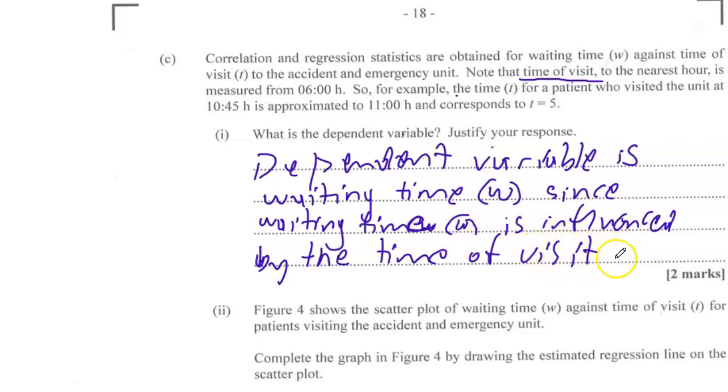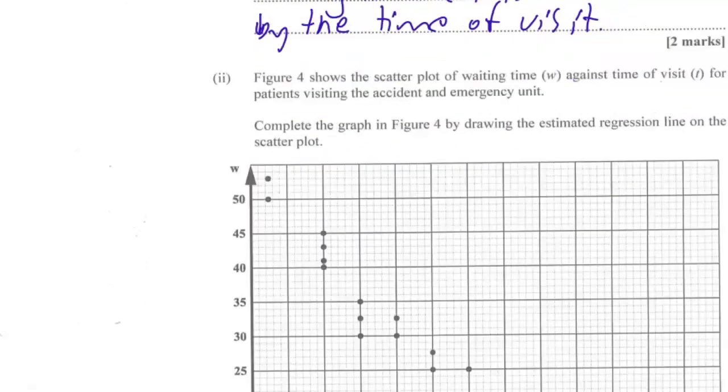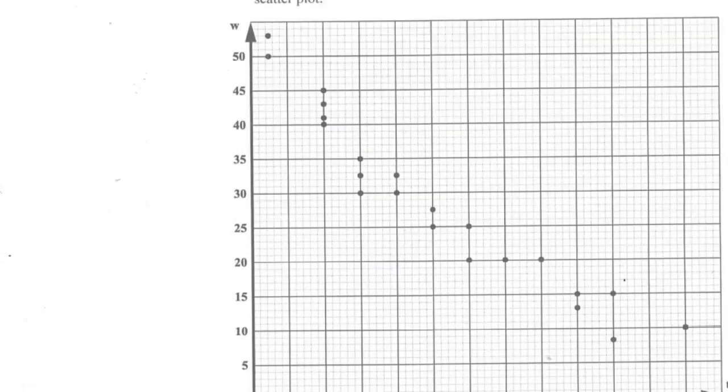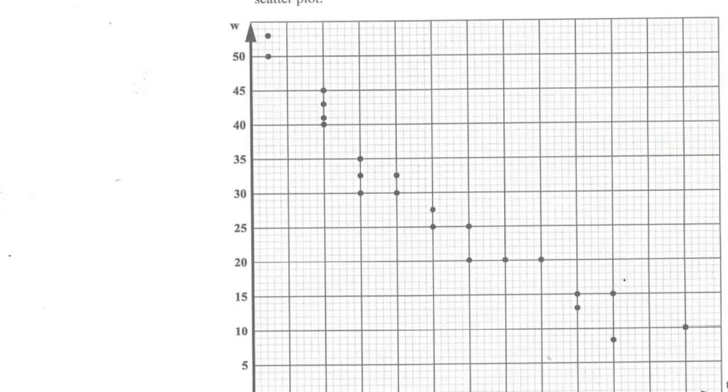Alright? Now figure 4 shows the scatter plot of waiting time W against time of visit T for patients visiting the accident and emergency unit. Complete the graph in figure 4 by drawing the estimated regression line on the scatter plot. So you could draw what we call a best fit line. Again, using a ruler. And I'm using a ruler here. Well, I'm not using a ruler, I'm using freehand.